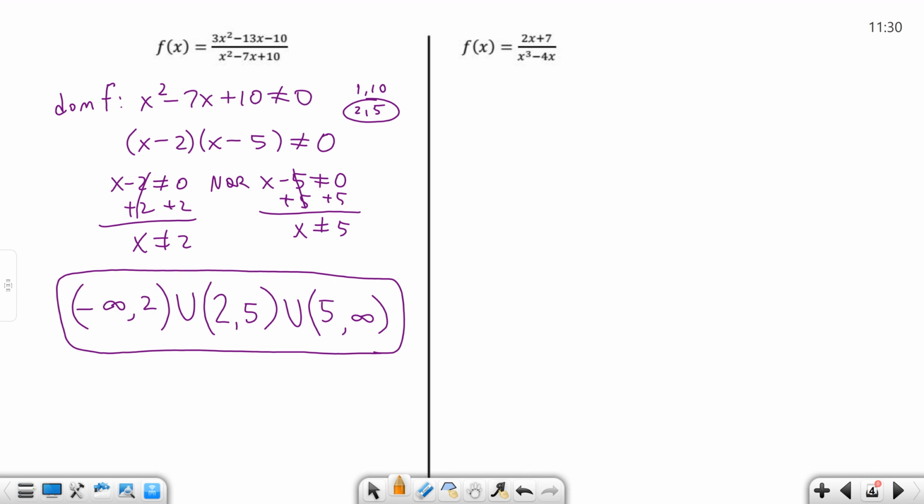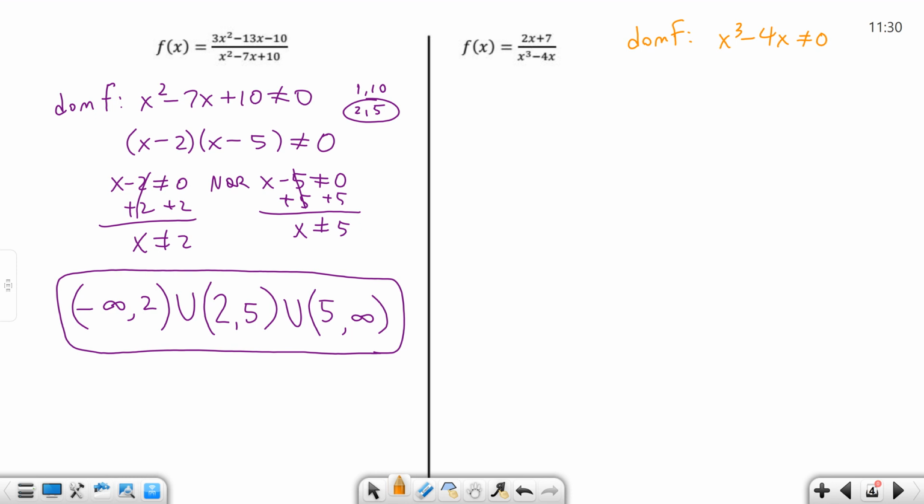So then let's work on this problem here. f of x equals 2x plus 7 over x cubed minus 4x. And again, what's up here doesn't matter. I identified this as a domain problem: a fraction with x's in the bottom, or denominator. Therefore, the domain of f, the way I find it, always, always, always is take the denominator and say that bad boy can't be 0.